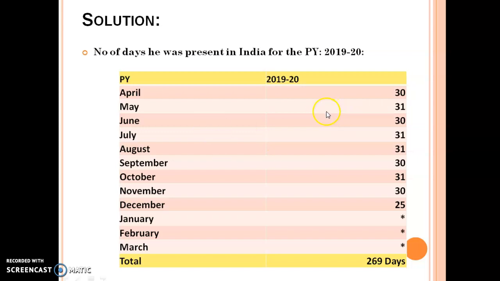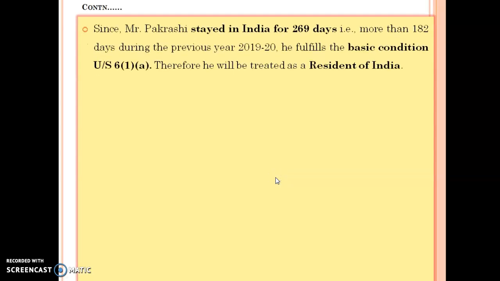Okay. So in April he was in India for 30 days, in May 31 days, June 30 days, July 31, August 31, September 30, October 31, November 30 and December 25. That all makes 269 days. As we know, to be a resident of India, a person should stay in India for at least 182 days or more, as per section 6(1)(a). And as Mr. Pakrasi stayed in India for 269 days, that is more than 182 days, we consider he is a resident of India.